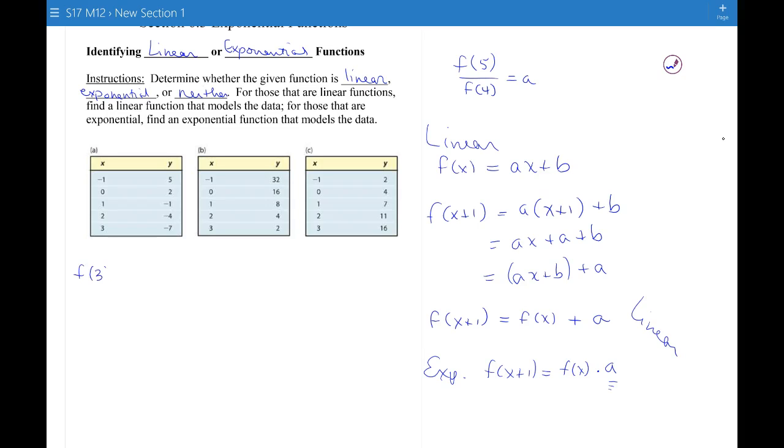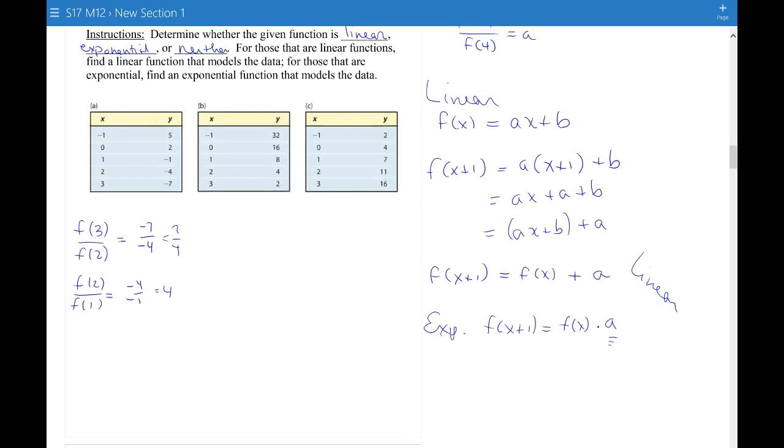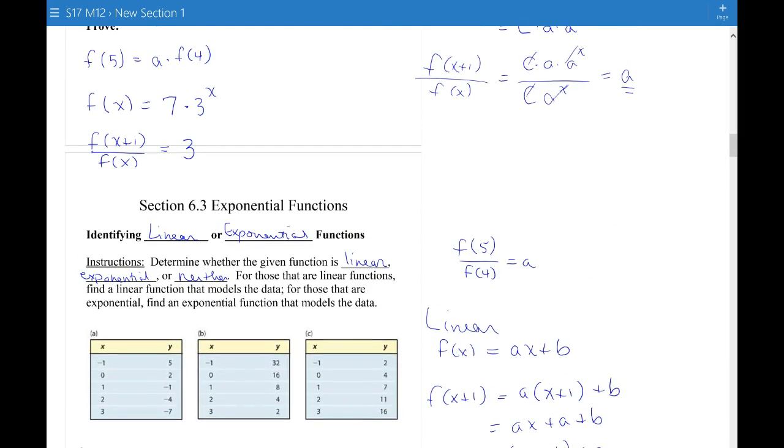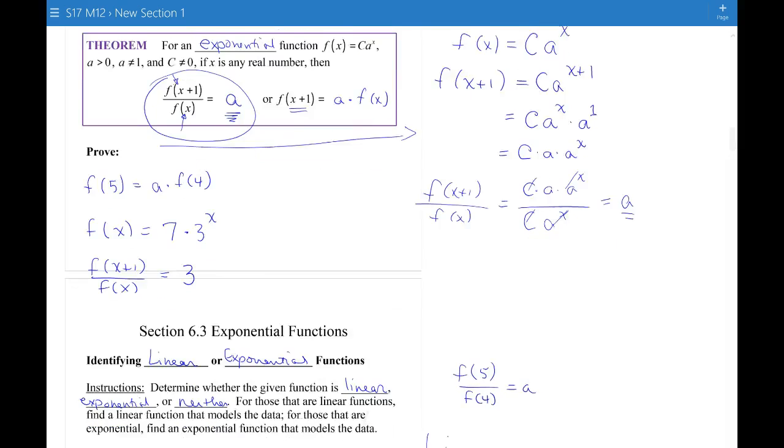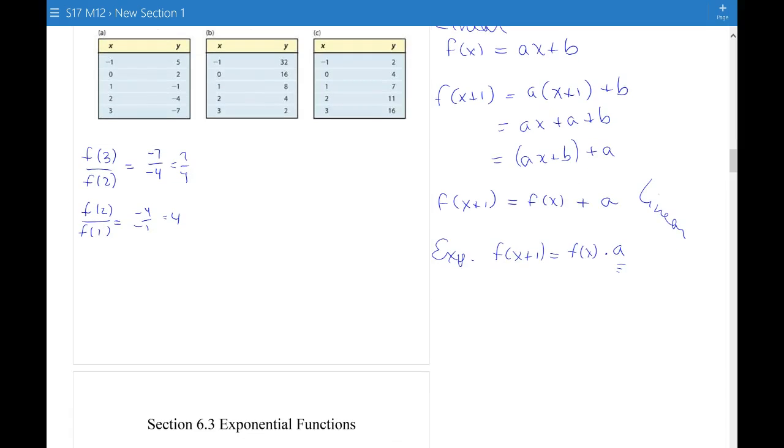So we're going to say, what's f of 3 divided by f of 2? In this case, that's negative 7 over negative 4. But then f of 2 over f of 1 is negative 4 over negative 1. So we get 7/4 in this case and 4 in this case. We're not getting the same number over and over again. And in order to be an exponential function, this has to be true: no matter what number x, if you do the x one bigger over the one smaller, you have to get a. So we can see that this is not exponential.